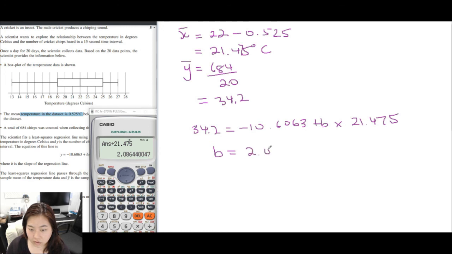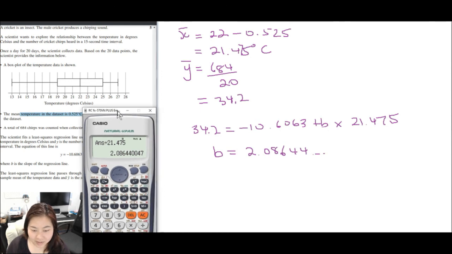2.08644. Oh, I should have just put my calculator here the entire time without having to memorize it every time I use it. Ugh, silly me.